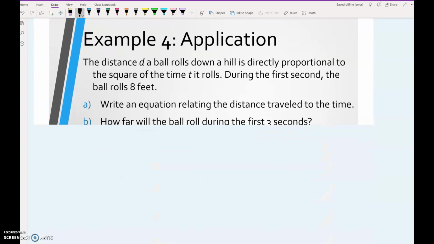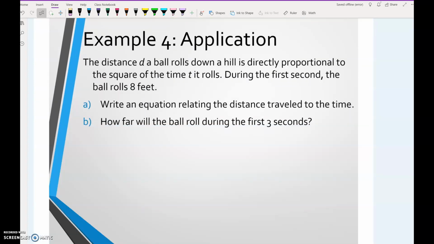Example 4, this is taking it a step further. Basically, part A is everything that we did on the previous slide. So take this situation, figure out what k is, write the equation using the value of k that you found. Then, how far will the ball roll during the first 3 seconds? So once you get that equation that has k in it, then people could ask you, okay, so if the ball rolling down the hill is directly proportional to the square of the time that it rolls, how far will it go in 3 seconds?